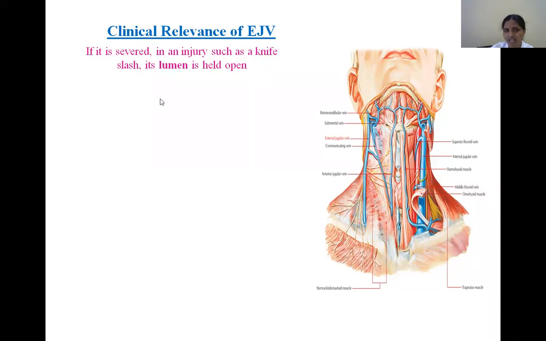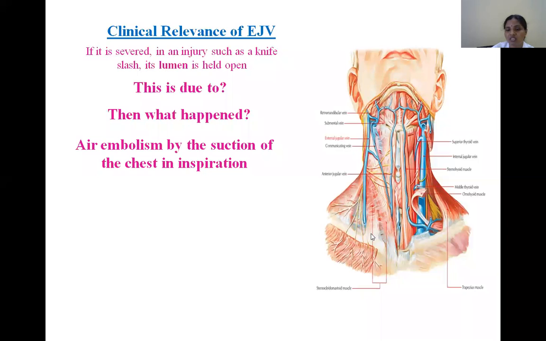So what is the reason why the lumen is held open? Because, you know the reason. What is that? Where the vein opens through this fascia, the investing layer, it is adherent to this fascia. So if the external jugular vein is damaged or cut across at this point, the two ends are open. Immediately what happens? Just imagine. Through these open ends, air may enter the deeper aspect. Means what happens? Air embolism, by the suction of the chest in inspiration.